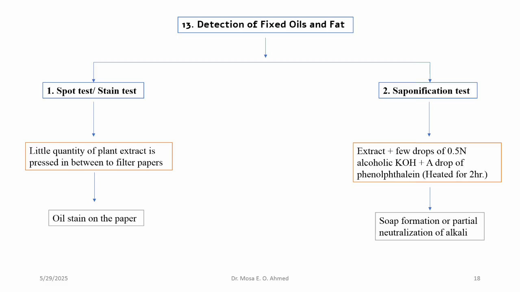If the oil stain disappears after some time, this means the oil may be volatile oil or essential oil. As we said previously, a spot test or stain test is a physical test. The second type of qualitative test used for detection of fixed oil and fat in plant extract is the saponification test. The test is composed of the addition of a few drops of 0.5 normal alcoholic potassium hydroxide and a few drops of phenolphthalein, besides heating for 2 hours.